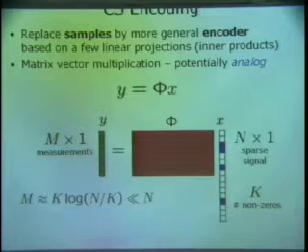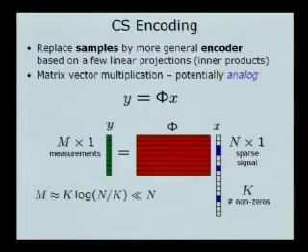Okay? Now, what's important to point out is that this measurement, the matrix vector multiplication, can actually be performed in analog. And the reason why that's important is that if you actually ran this on a computer by calculating inner products, then you would need to sample all the n samples of the signal. That's not what we want to do.